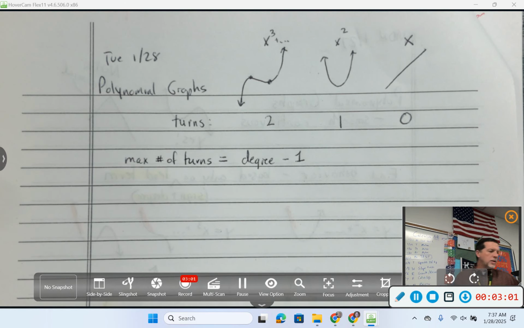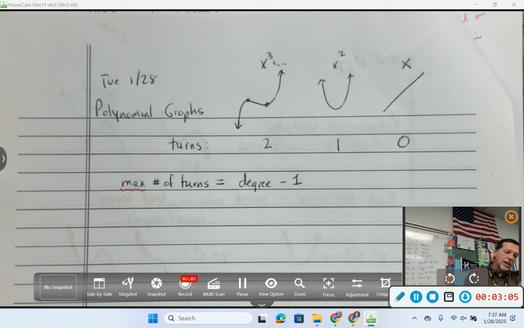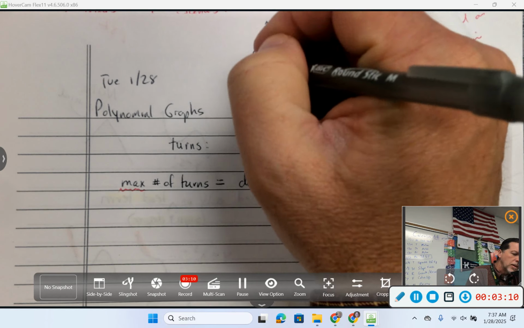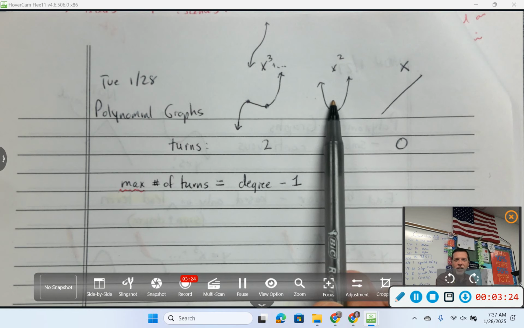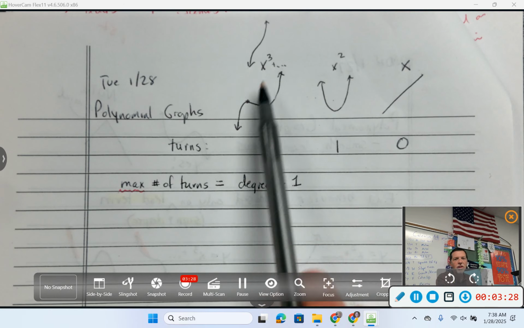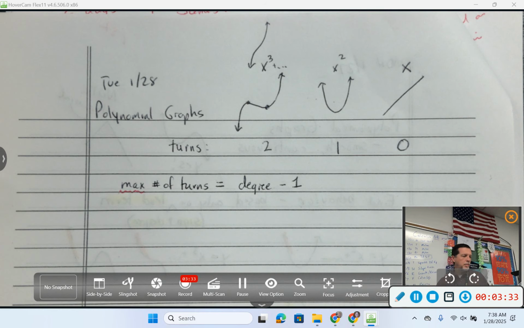Now, we do have to be a little bit careful here. We have to say maximum number of turns because x cubed, without any extra stuff on it, you might remember, looks like that, and so it doesn't have any turns. So the maximum number of turns it can have is degree minus 1, but it might have less than that. But when you get to some of those higher powers, sometimes they have fewer turns than even degree minus 1.